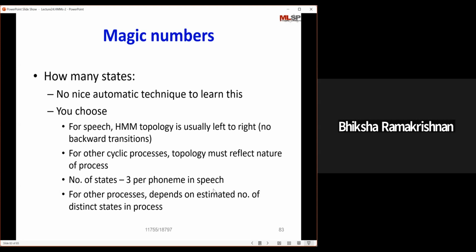The number of states, again, I'm using speech as an example because here some things are very clear. Like in speech, when I'm speaking of a phoneme, there's an onset of the phoneme, there's the steady state, and there's the offset. So there are 3 states. But if I'm modeling something more complex, like our kidnapping problem, you'd need more states, right?